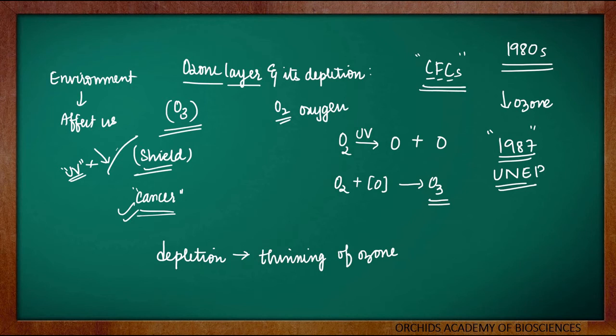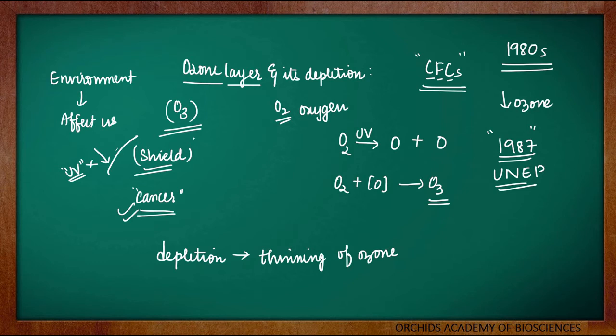So whatever was the level of CFCs in 1986, at that level itself they were asked to stop, so that there is no further increase in the CFC levels. Because if CFC levels increase further, then there will again be harm to the ozone layer. So this is what we have seen, how affecting the environment, that is the ozone layer, will affect us in return. Because if ozone is not there, UV will come in and we might be prone to cancer.